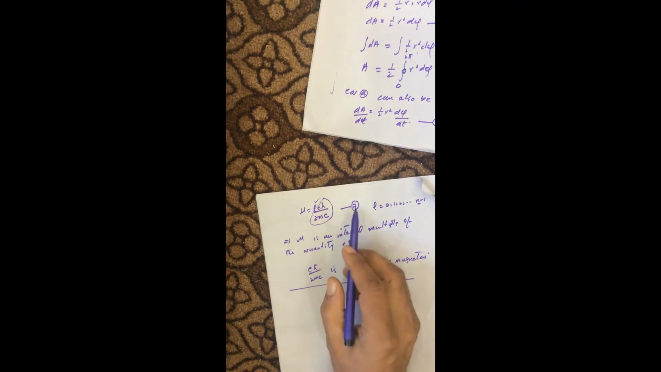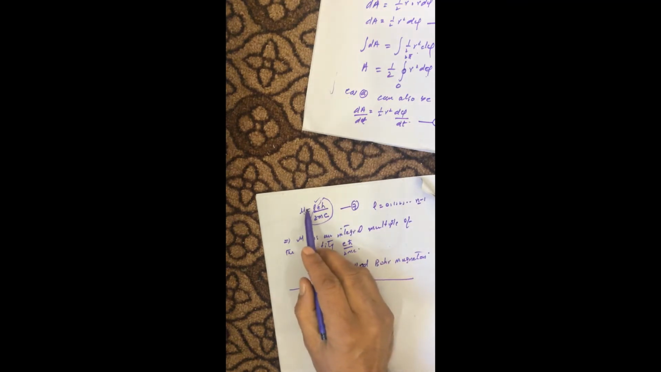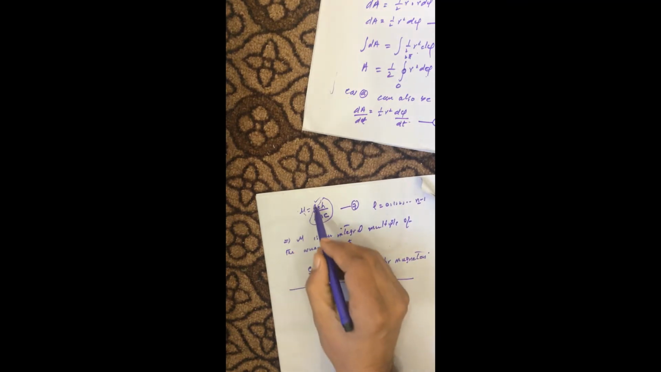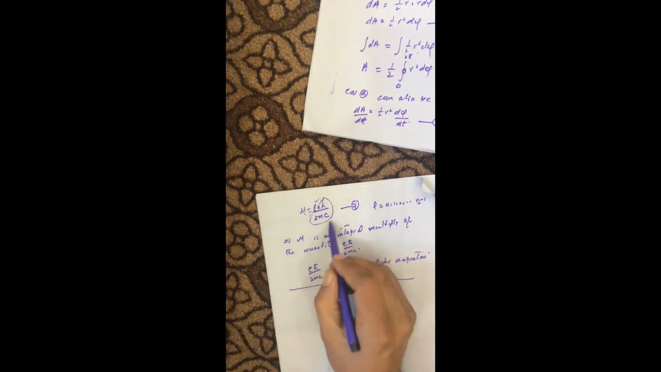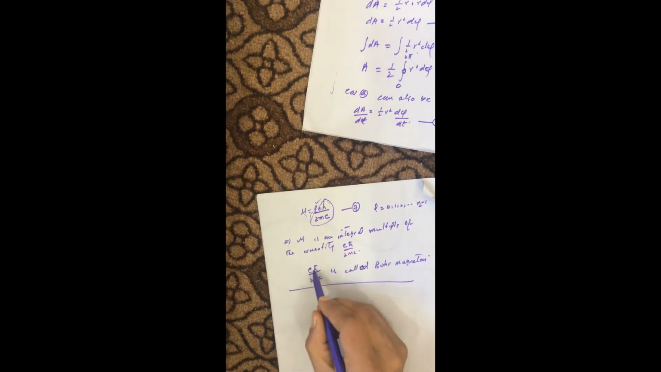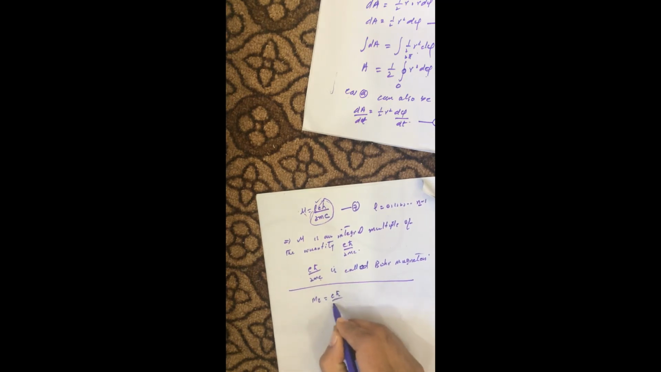Now from this equation 7 we see that the orbital angular momentum is an integral multiple of the quantity eħ over 2mc, and this quantity is called the Bohr magneton. So we express this quantity by μ_B, which is eħ over 2mc, and this is the Bohr magneton.